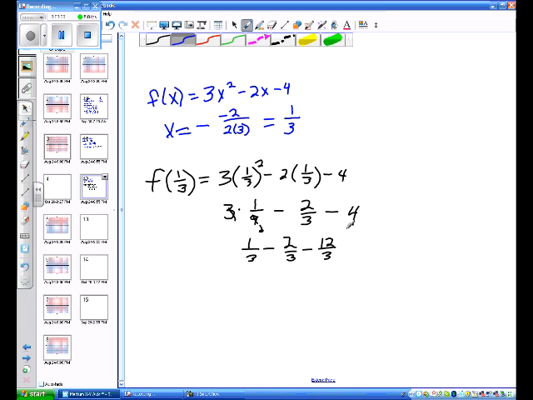12 divided by 3 is 4, so it would be 12/3. That gives us negative 13/3. So our vertex then is going to be (1/3, negative 13/3).